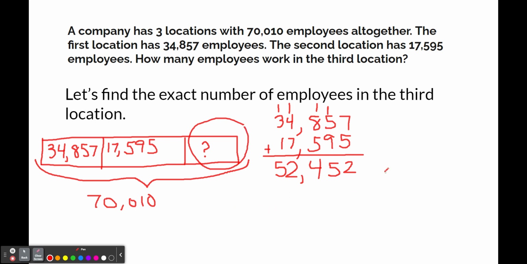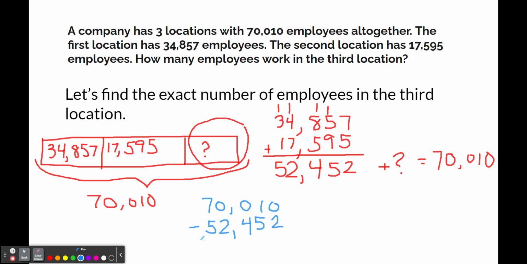So I know that 52,452 plus the third location is going to equal 70,010. Now, in order to figure out the number of employees there, I have to subtract 52,452 from 70,010. So I'm going to go ahead and put that right over here. We have 70,010 employees, and we're going to subtract 52,452. So we're going to use the standard algorithm.